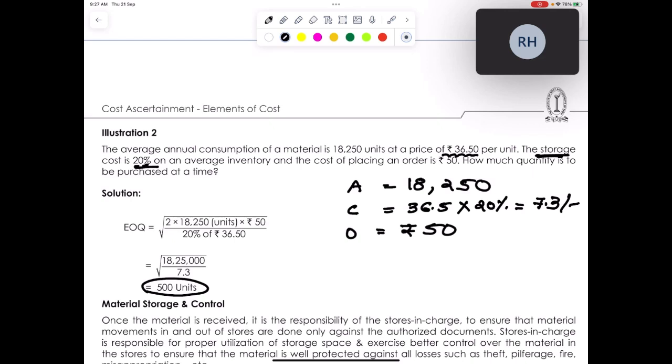What does it indicate? Whenever we are about to place a purchase order, we will purchase 500 units in a single order. Please repeat with me: what does the 500 indicate? Whenever we place a purchase order with the supplier, we will purchase 500 units in a single order. Hope this is clear to each and everyone.